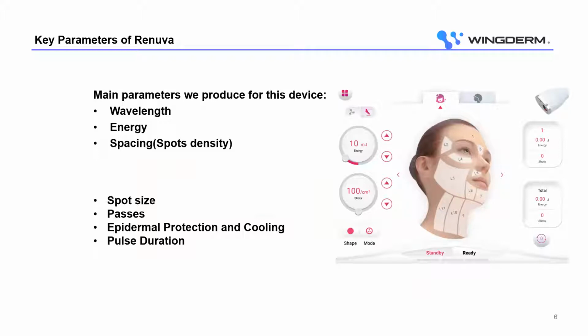So based on these theories, we have developed the non-ablative fractional laser Renuva. The Renuva is based on three main parameters: wavelength, energy, spacing, sparse density, and other main parameters like spot size, passage, epidermal protection with cooling, and course duration.